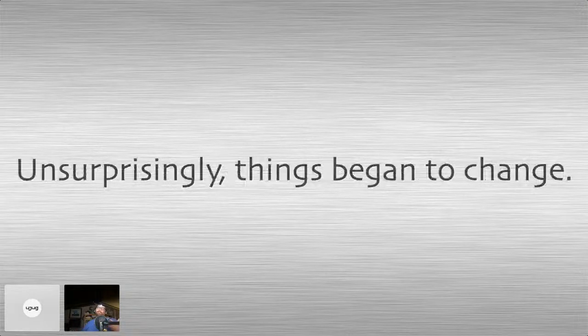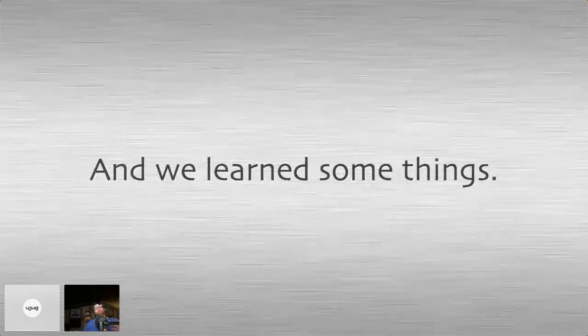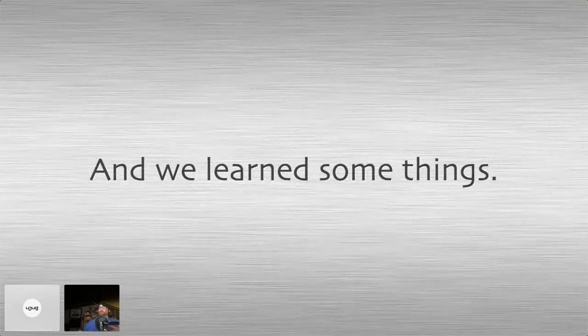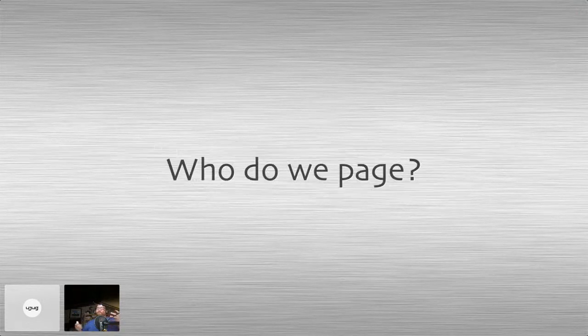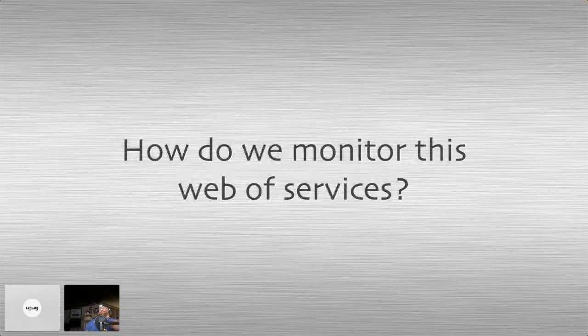As you can guess, things began to change. People reacted to that incentive and began to create these new types of APIs. And we picked up a few things along the way. It turns out when a call bounces between 20 different services, it's a lot harder to figure out where the problem was, and there's a lot of finger pointing. Who do we wake up in the middle of the night? We have to have good monitoring in place. Observability is just table stakes in this environment.